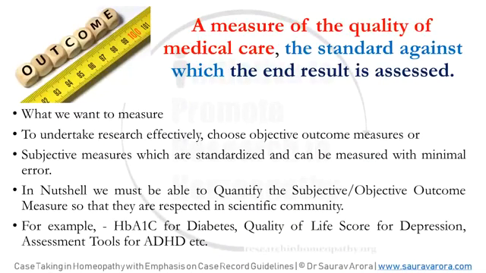Now, the outcome measure, I'll quickly go through. It's a measure of the quality of medical care, a standard against which the end results are assessed. For example, the glycated hemoglobin for diabetes, quality of life for depression, assessment tools for ADHD. So we may classify them as subjective and objective. A patient may come with a symptom to us, and he may come with a report to us. So he may be saying my TSH is high, or I have a headache. In headache, all the indices may be normal, all the things may be normal, but he has that subjective feeling. So these outcome measures can be subjective and objective.